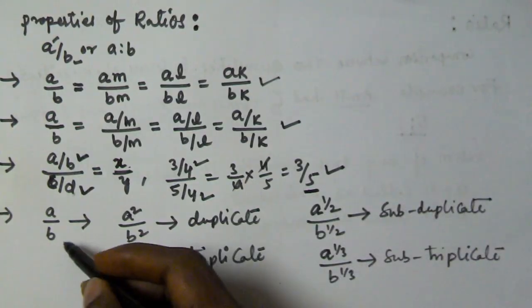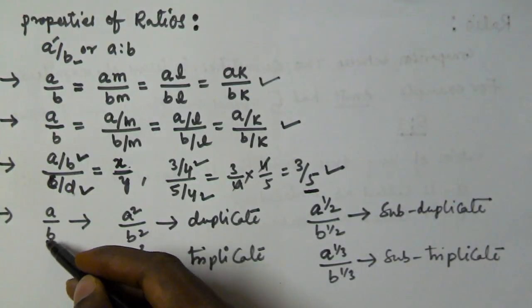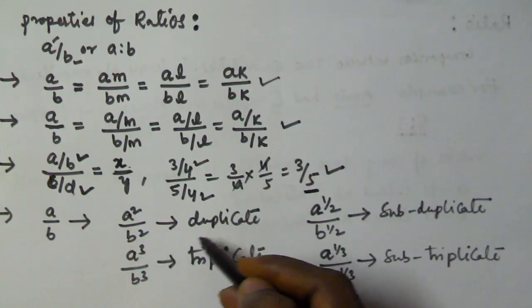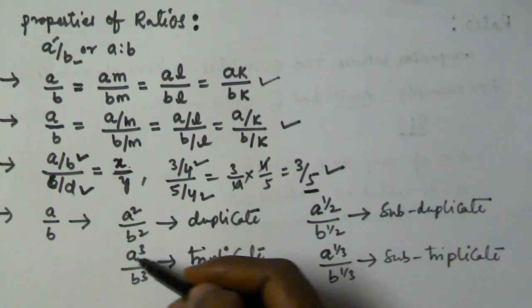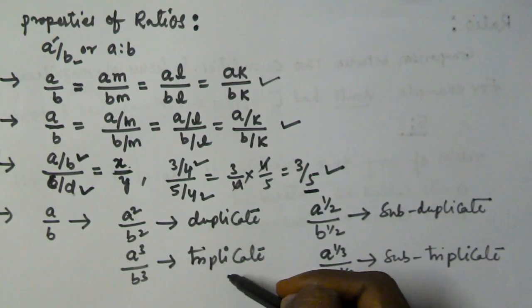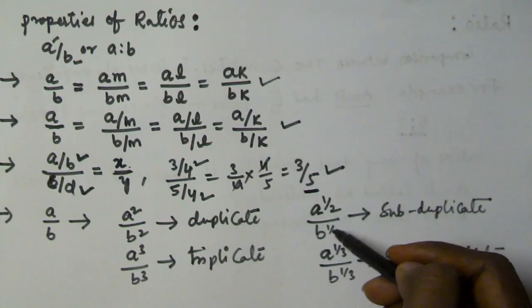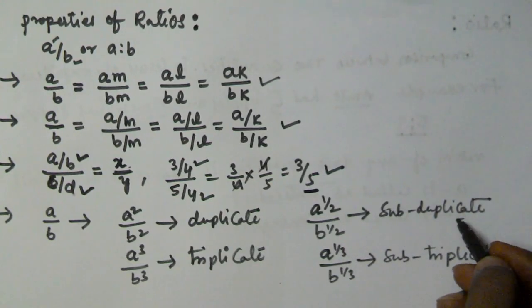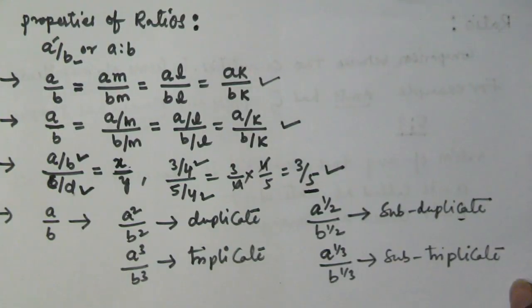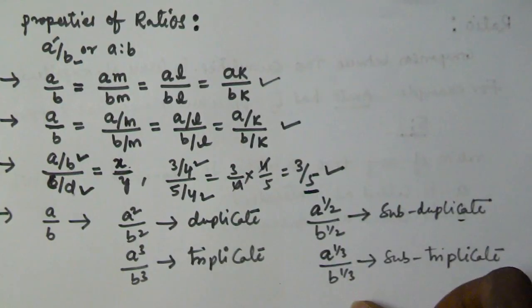And the next one is, if A by B is the ratio, then A square by B square is called as a duplicate. A cube by B cube is called as a triplicate. A to the power of 1 by 2 by B to the power of 1 by 2 is called as a subduplicate. And A to the power of 1 by 3 by B to the power of 1 by 3 is called as a subtriplicate. So these are all the properties of ratios.